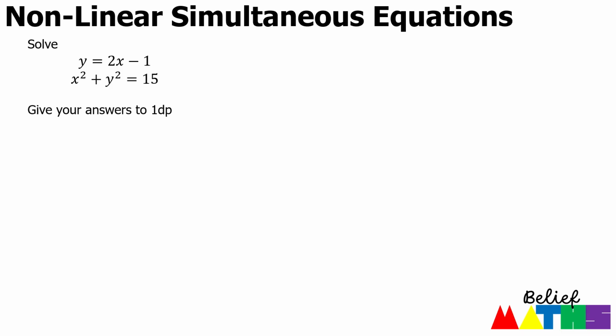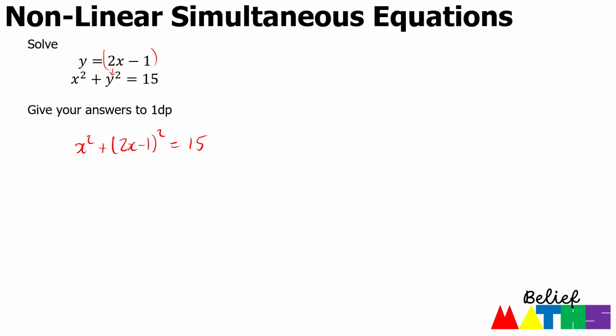Now we can also get nonlinear simultaneous equations, and it asks you to give your answer to one decimal place, which implies then that when we get that quadratic, we're going to have to use the quadratic formula. So we're going to use a substitution method. So y equals 2x minus 1. So this 2x minus 1 is going to be subbed in for y. So we get x squared plus 2x minus 1 squared equals 15.